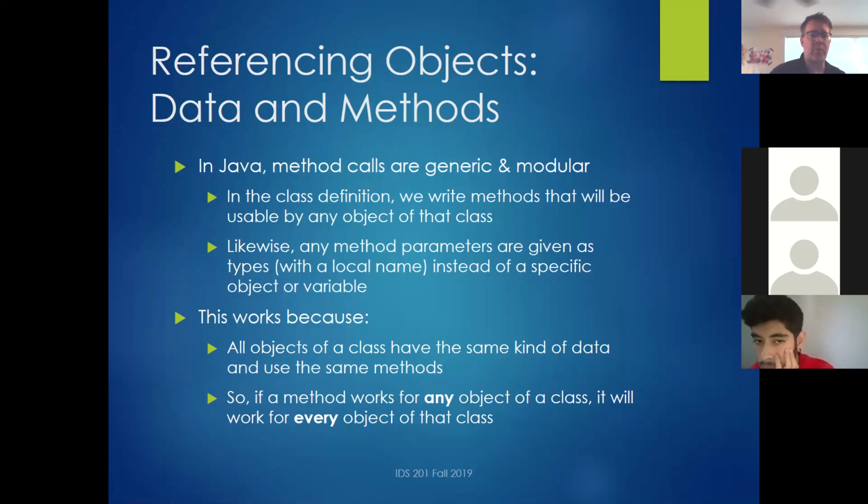The reason this system works is that all objects of a class have the same kind of data and use the same methods, right? So when my class definition says any object of customer account is going to have that username field and that setUsername method, I can call it for any object and the code will still work. It'll have some place to go. So if the method works for any object of a class, it's going to work for every object of that class.